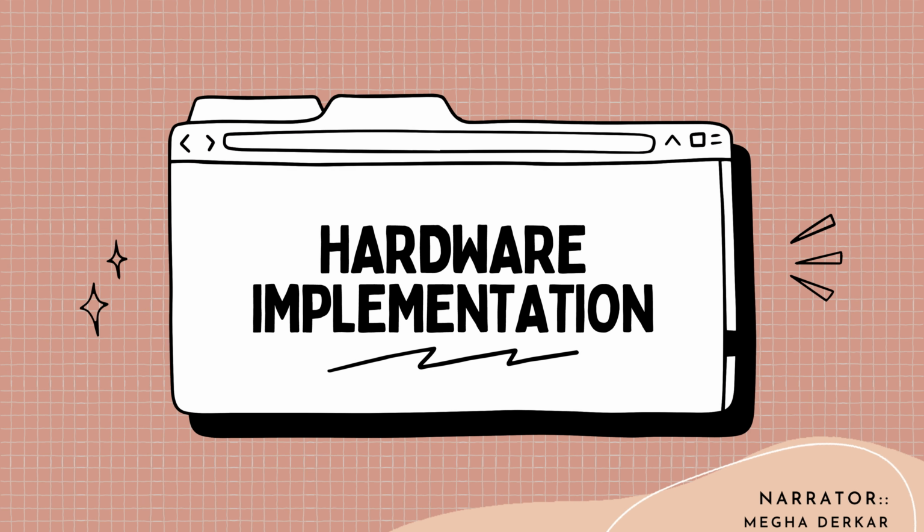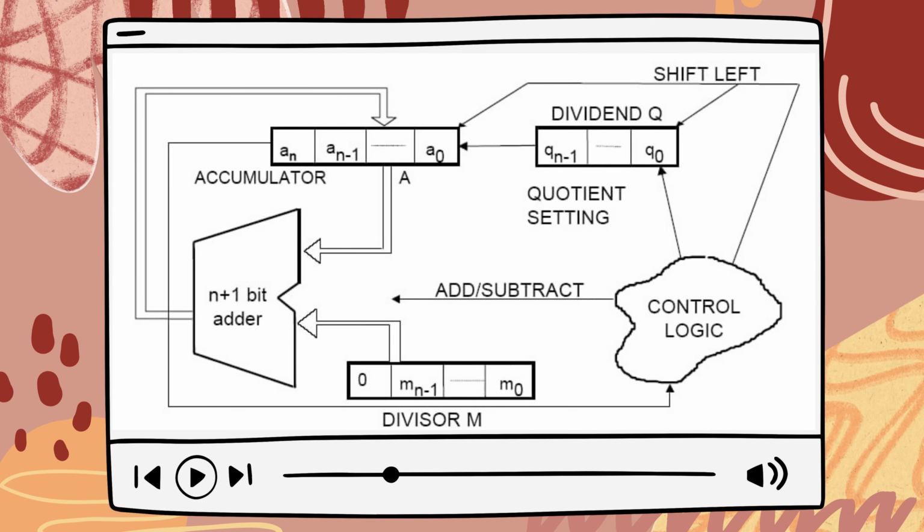Hardware implementation of the restoring division algorithm. The restoring division algorithm is a classic technique for performing integer division. It involves a series of steps that use arithmetic operations such as addition and subtraction to compute the quotient and remainder of a division operation. The hardware implementation of the restoring division algorithm involves the combination of an arithmetic logic unit, registers, and a control logic. Here we have three registers, that is M register, Q register, and A register.